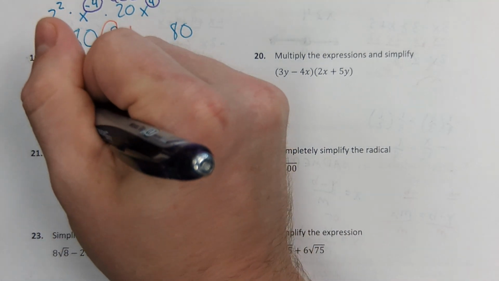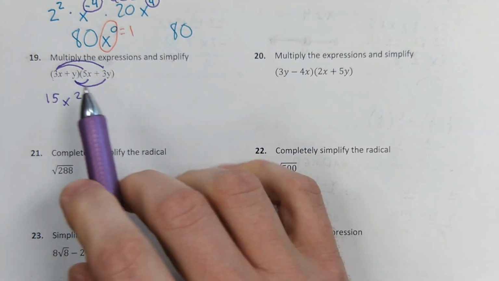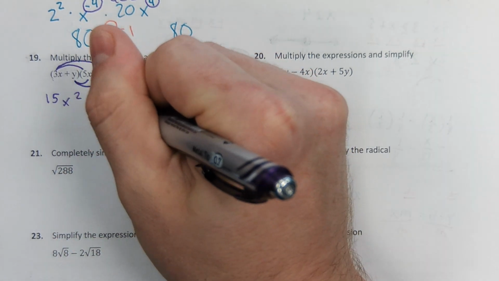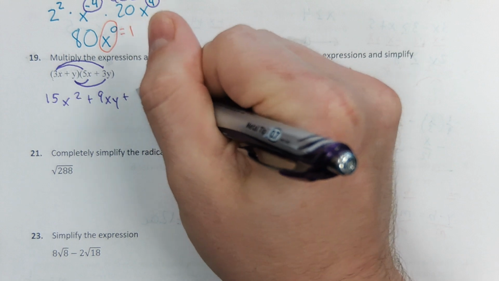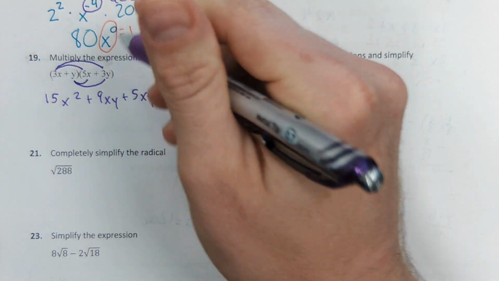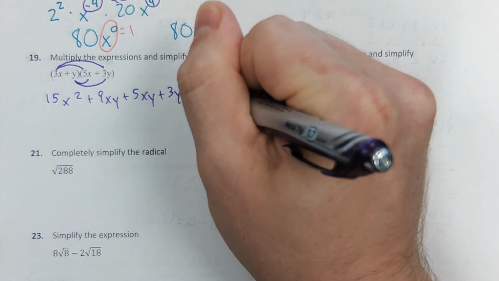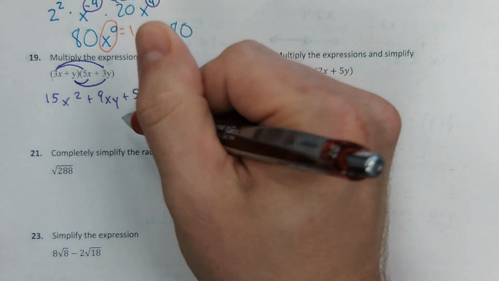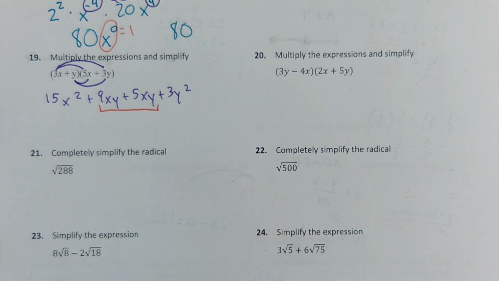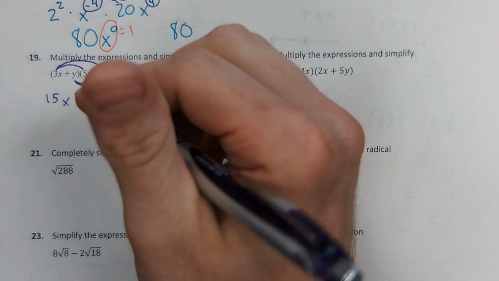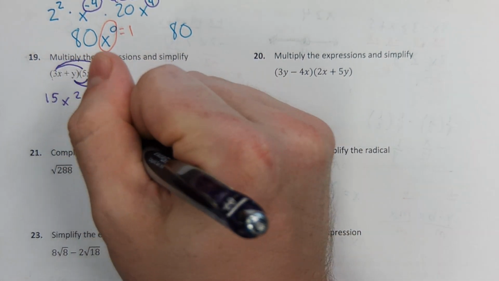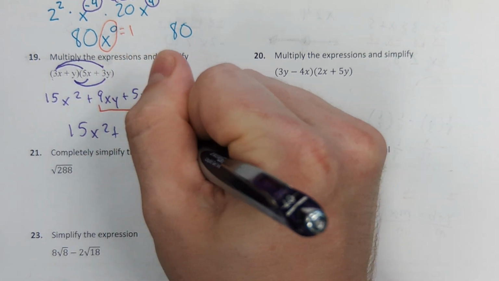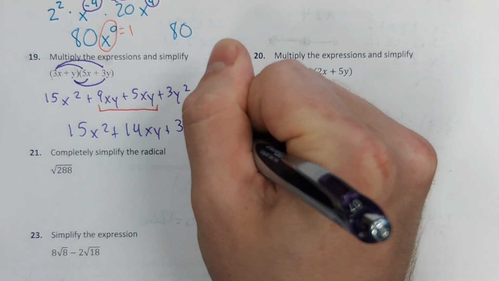3x times 5x gives me 15x squared. 3x times 3y gets me positive 9xy. y times 5x gives me 5xy. And y times 3y gets me 3y squared. Like terms right there. They're like terms because they have the same variable with the same exponent. So I have 9 of them and 5 more of them, giving me 14 of them. And this question is finished.